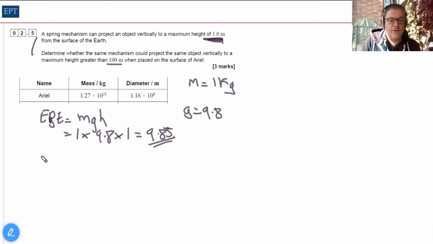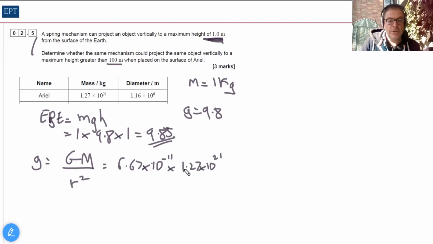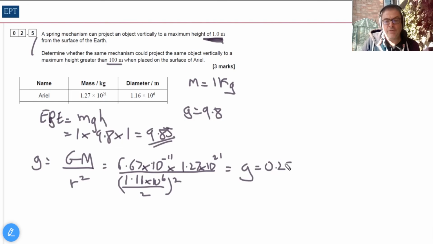So what we need then is to find the value of g, gravitational field strength, on the surface of Ariel. Well, that of course is equal to GM over r squared. So 6.67 times 10 to the minus 11 times the mass, 1.27 times 10 to the 21, over 1.16 times 10 to the 6, but don't forget that's a diameter and we need a radius, so divide that by 2 and square, and when you do that lot you get that g comes out as 0.25 newtons per kilogram.